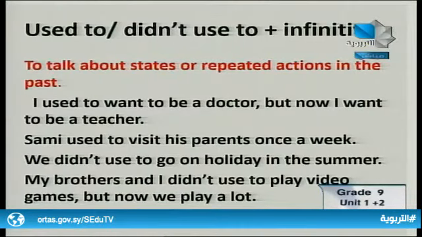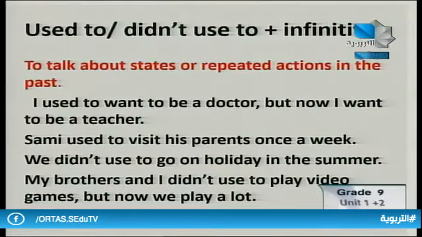Okay? Good. But when I say, but now I want to be a teacher, what I want is different from the past. I no longer want to be a doctor now. Good. So here I changed my mind, which means the present is different from the past. My habit in the present is different from my habit in the past. This is no more my thinking for my future now.